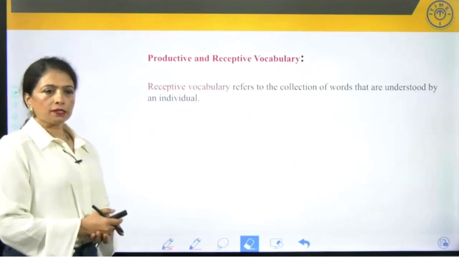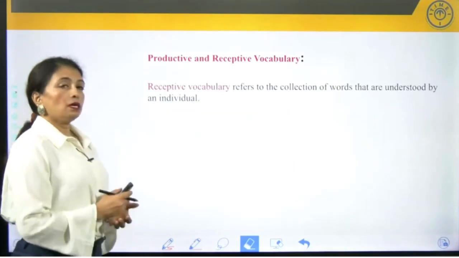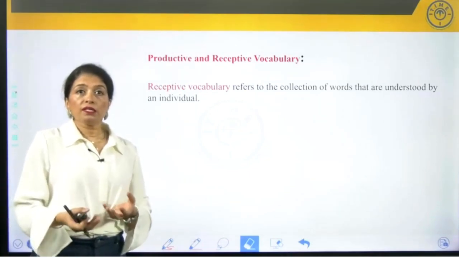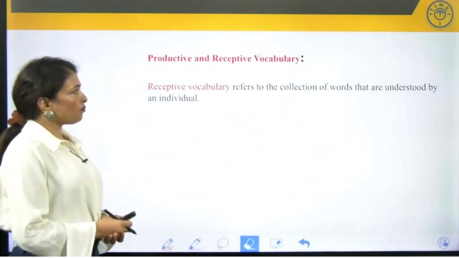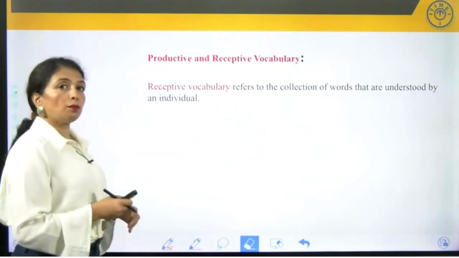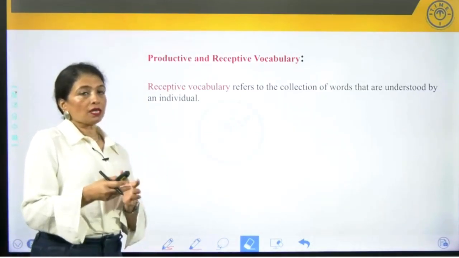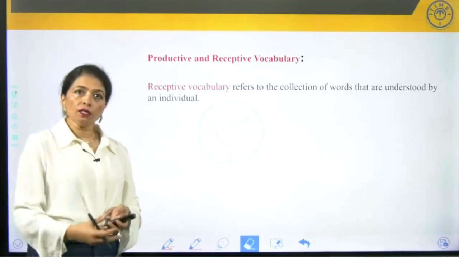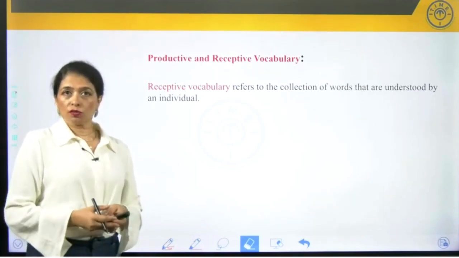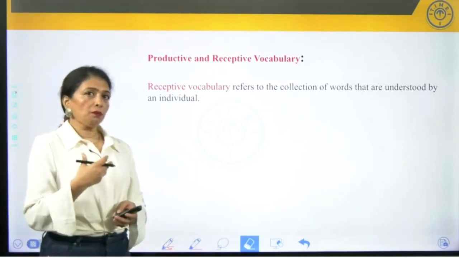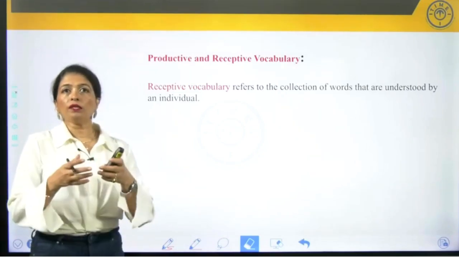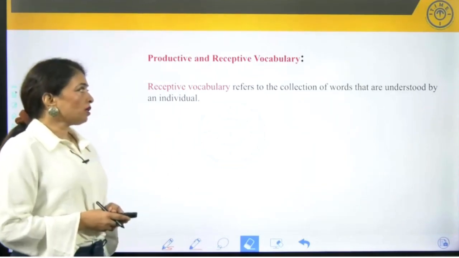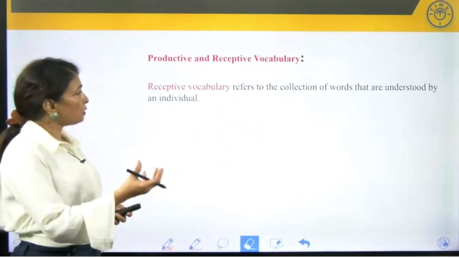Now, we come to the next term. Okay, receptive vocabulary. Receptivity refers to a person's ability to receive something. So, receptive vocabulary refers to the collection of words that are understood by an individual. I hope you're able to understand the difference. Productive is one which we produce on our own. The words that we have learned in the course of growing up, and which we immediately think of when there is a need to convey an idea or to express ourselves. Whereas receptive vocabulary is that collection of words that are understood by an individual.